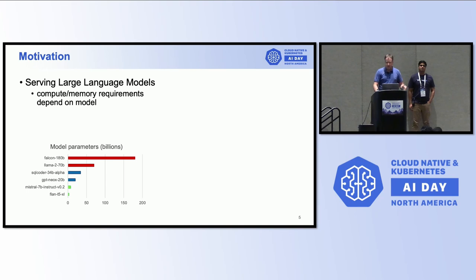So, motivation. One of the most important AI use cases these days is serving models, not just training them and preparing the data. At the end of the day, we want to run the model, ask it questions, and get answers. We all talk about large language models, and we all know that models these days go into the hundreds of billions of parameters, if not more.